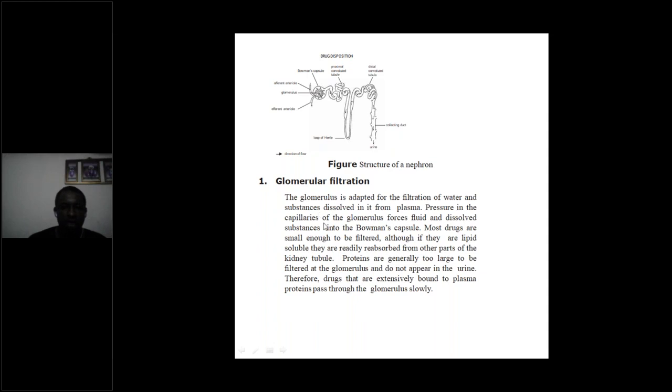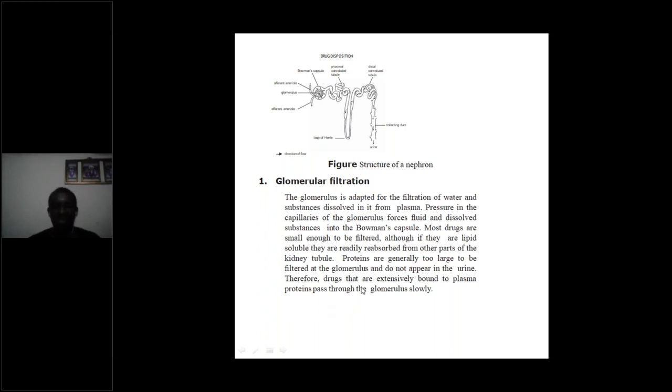Now, pressure in the capillary of the glomerulus pushes dissolved substances into the Bowman's capsule. So you have the glomerulus and you have the Bowman's capsule. The substances dissolved here filter through this place. Proteins are generally too large to be filtered in the glomerulus, and because of that, protein should not be in the urine. Whenever you notice protein in the urine, it is an indication that there is a problem with the kidney. Patients that have renal failure, you will see protein in the urine.